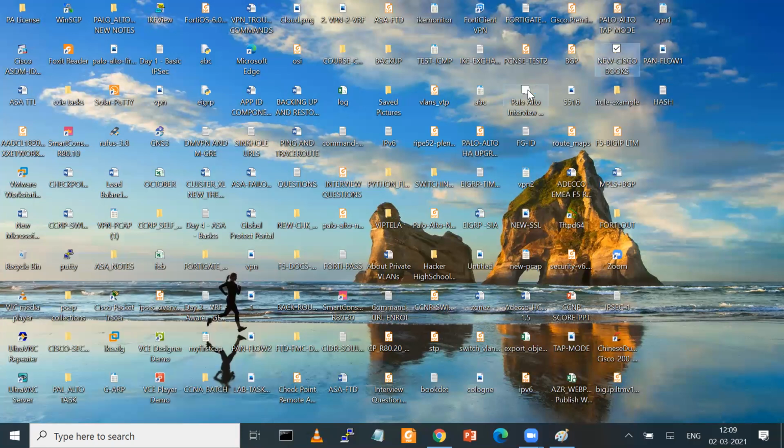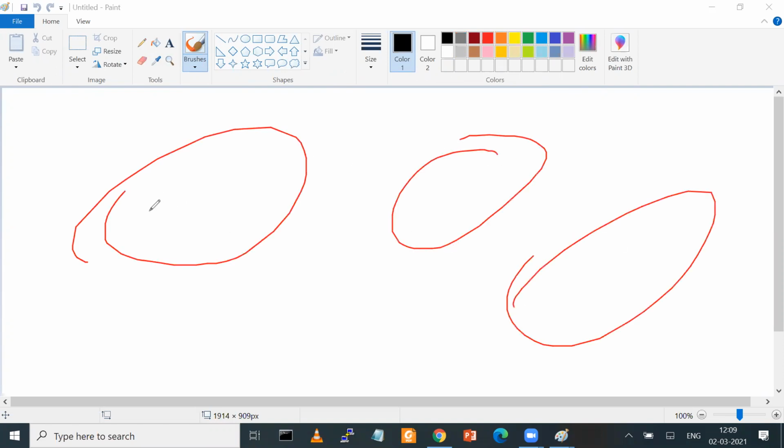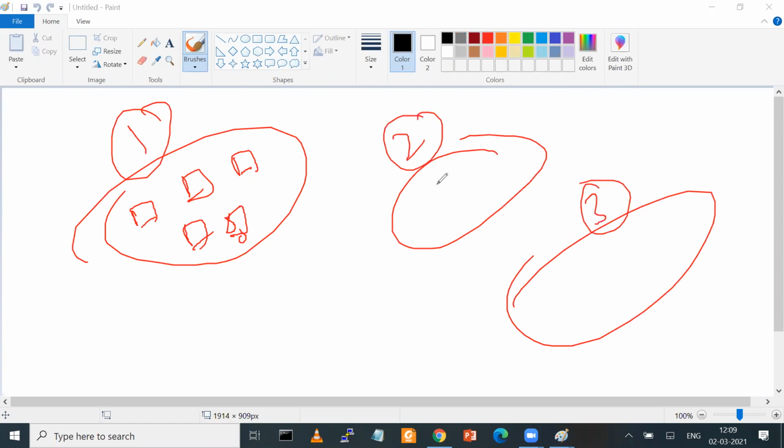If you are still not getting it, I'll make you understand. Let's say you have three networks, and here we have 5 users, 1 2 3 4 5. So this is my network number 1, 2, 3. In a very similar way, if you are using a class A IP address, you can create 128 networks, and the number of machines you can use in a network is 2 to the power 24 minus 2.